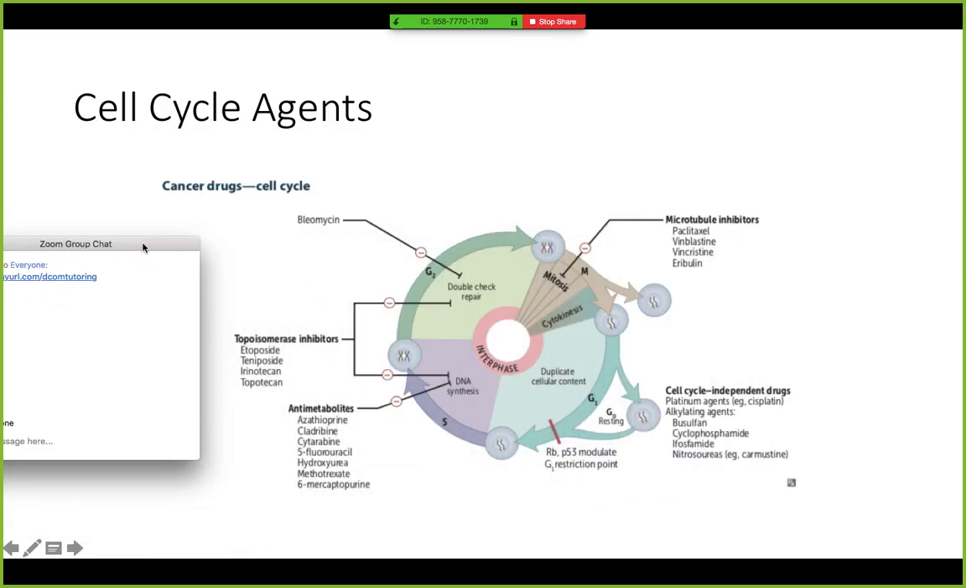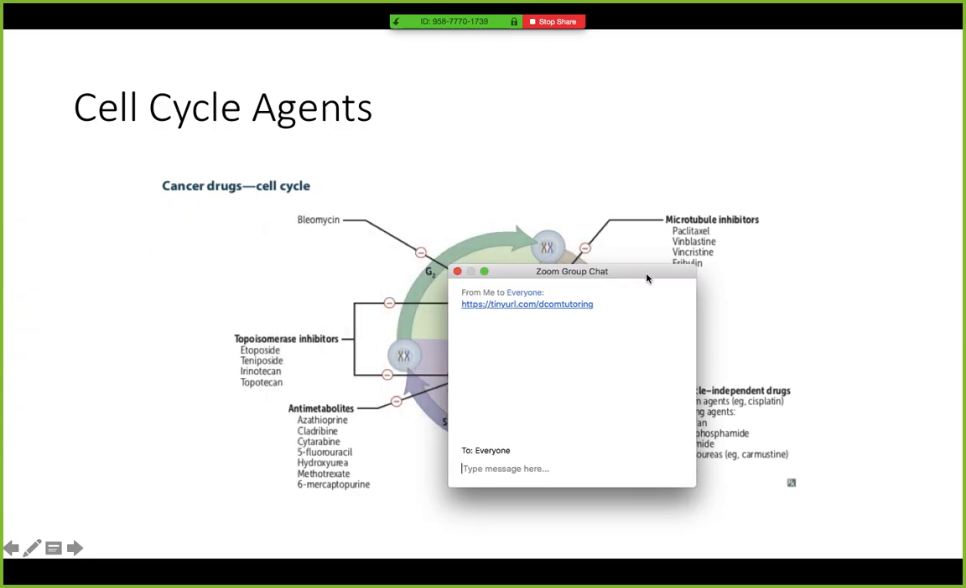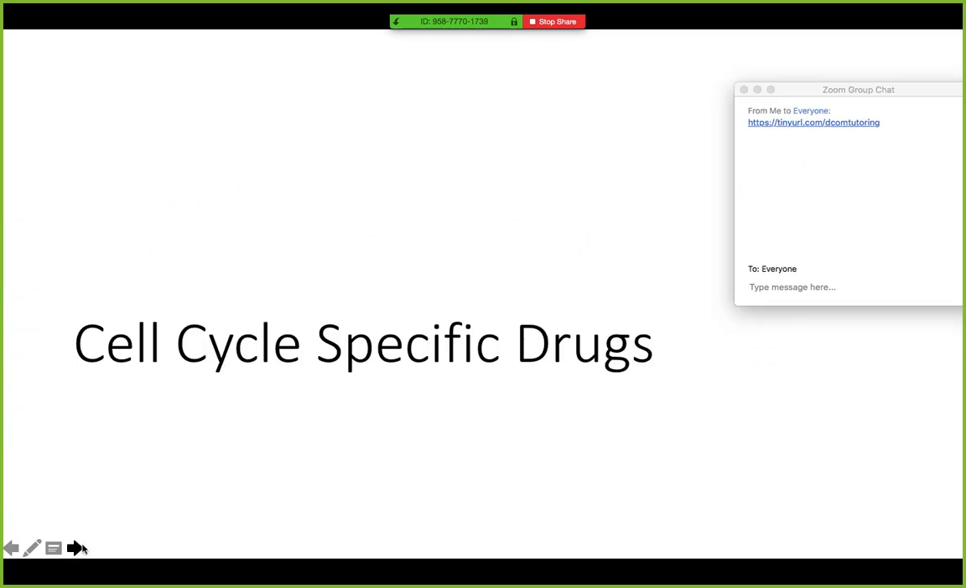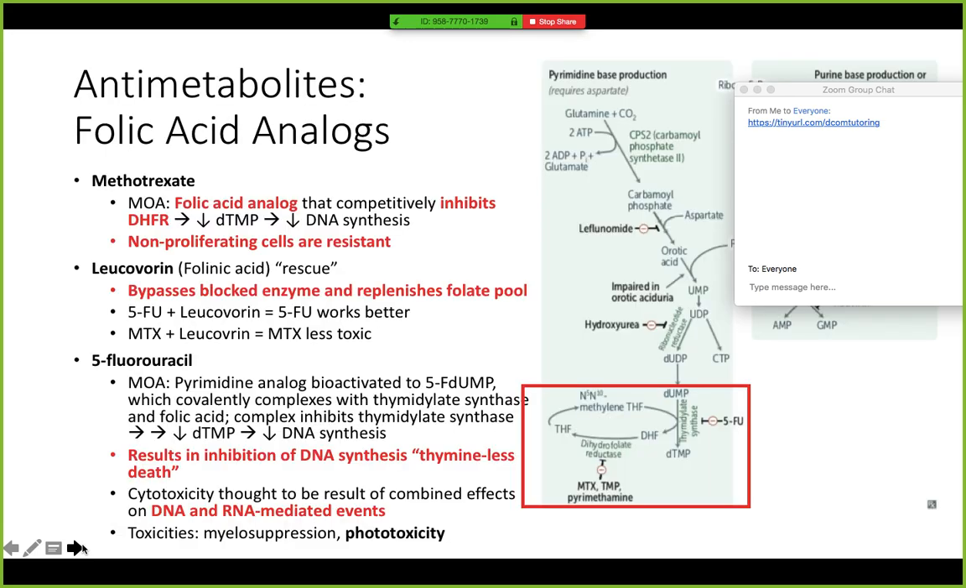Okay, so I added this in here from First Aid just to help you keep organized. It lists which drugs are targeting which step in the cell cycle, if you want something to refer back to and organize the drugs. Here are your cell cycle specific drugs. So first, we have your DNA antimetabolites. These include your folic acid analogs.